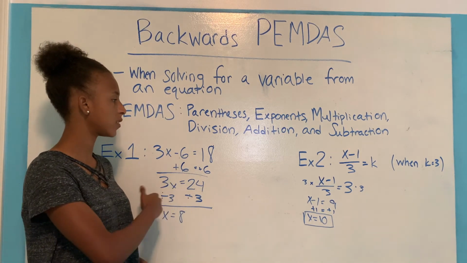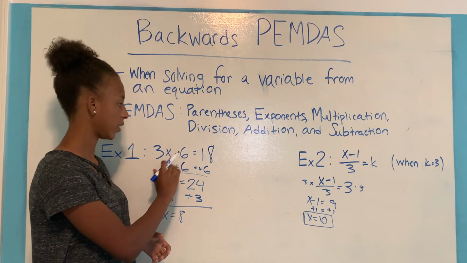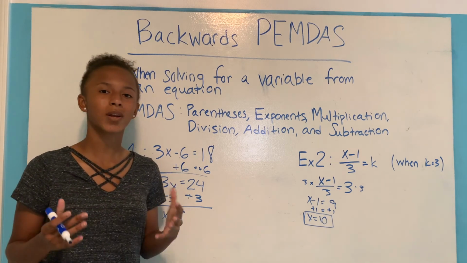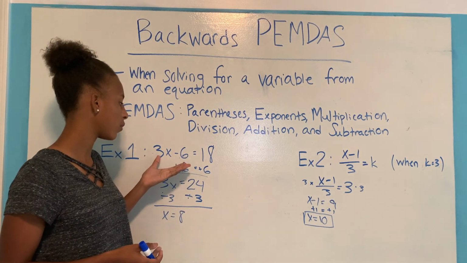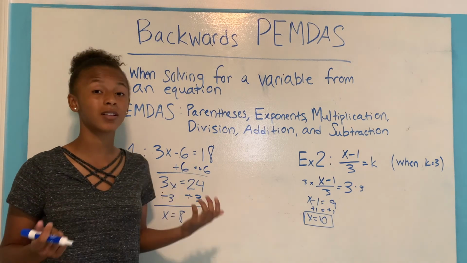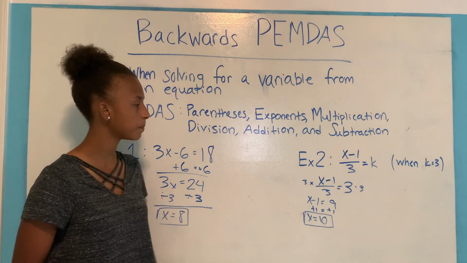This one is pretty basic since it does not have a denominator, and it's much easier to do because everything is on the same level basically. So all you have to do is remember what cancels what out. In this problem, it was addition that canceled out the subtraction, and then you did division to cancel out the multiplication, and you got your final answer of x equals 8.